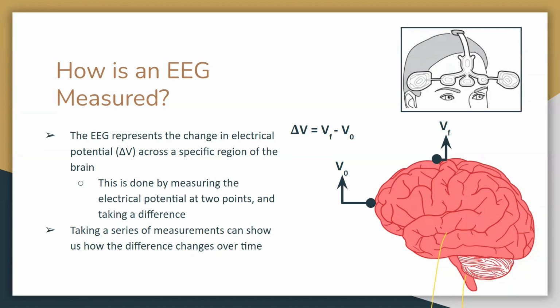So is it affected by the electrical resistance of the brain or everything that is outside of the brain, the skin, the bone, the dura, et cetera? Yeah, technically everything.